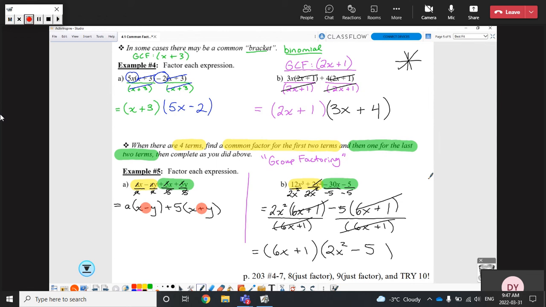No? Okay. So our homework here is on 203. I say 4 to 7, and we hit number 8, just factor it. It might ask you to do all these fun things, but just factor it. And then number 9, same thing, just factor. And then if you get a chance, try number 10 if you're interested.